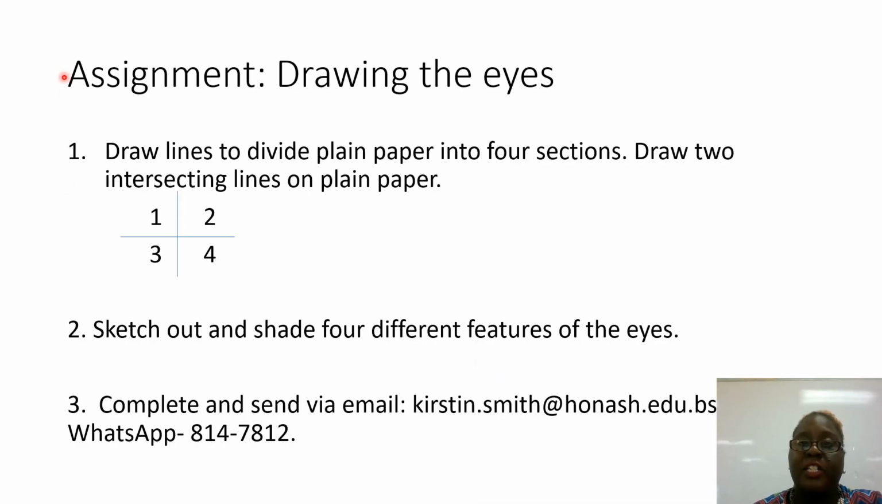Okay, students, so your assignment for today, you're going to draw the eyes. Now, number one, draw lines to divide plain paper into 4 sections. That means you're going to draw 2 intersecting lines on plain paper, and you should have 4 sections. Number 2, you're going to sketch out and draw 4 different features of the eyes. You're going to draw in each section, and you're also going to shade the eyes.